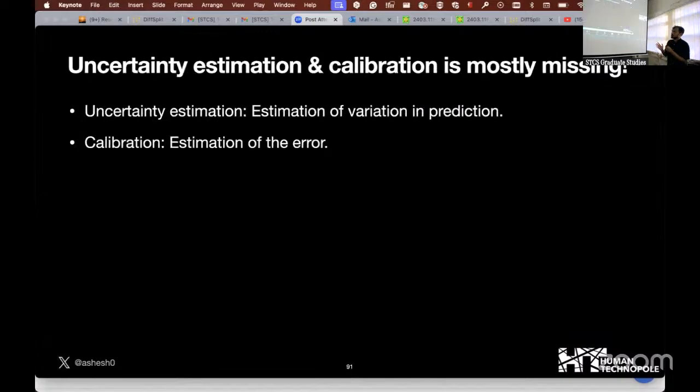The problem with all these things that I showed you is that they are currently giving you a point estimate. So they don't provide multiple predictions. They don't provide any way to give uncertainty estimations from the network. And there is not much notion of calibration. So this is something that I would want to work towards.